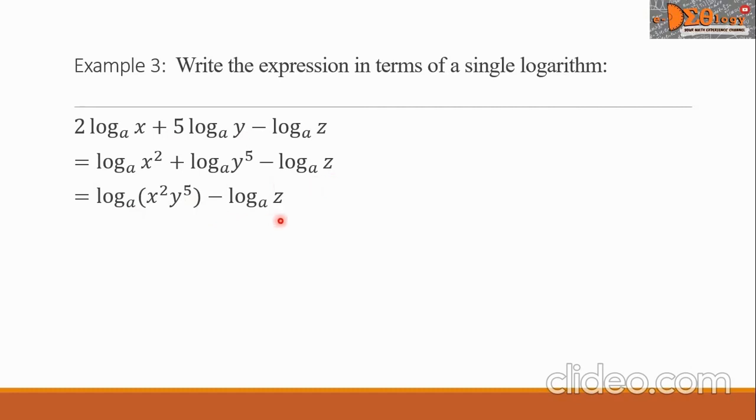And to simplify further, this negative sign here denotes division, so we will put the 2 logs as a quotient. So we have the log of the fraction. First is the x squared y raised to 5 as numerator divided by the z, which becomes the denominator, and this is to base a. This is now our final answer.